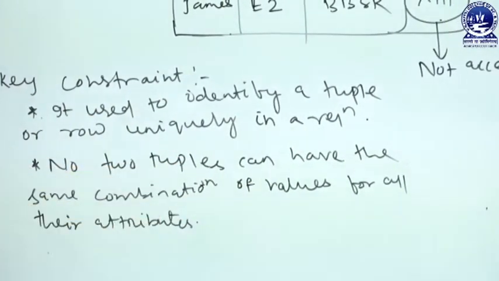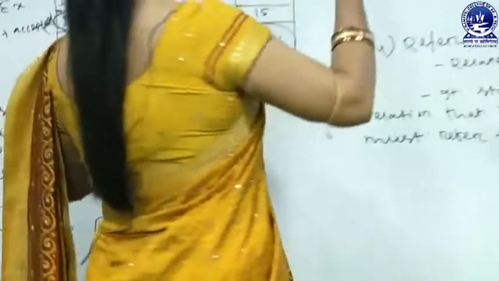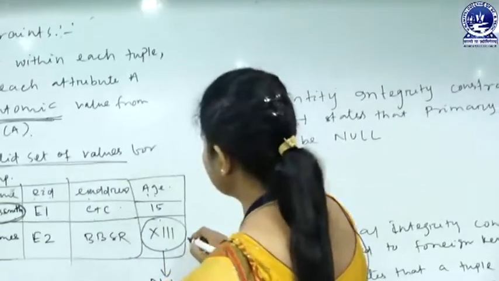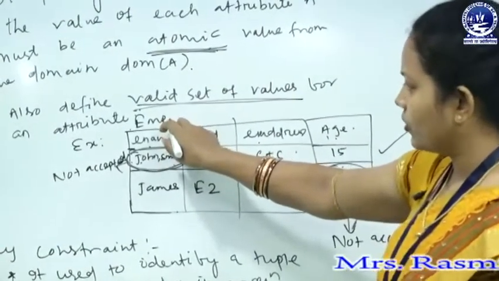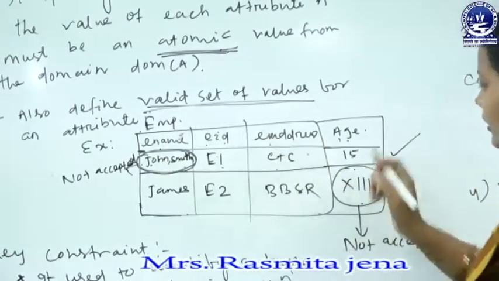Let us see one example of the key constraint. Suppose in the same example, there is an employee relation having attributes e-name, e-id, e-name.